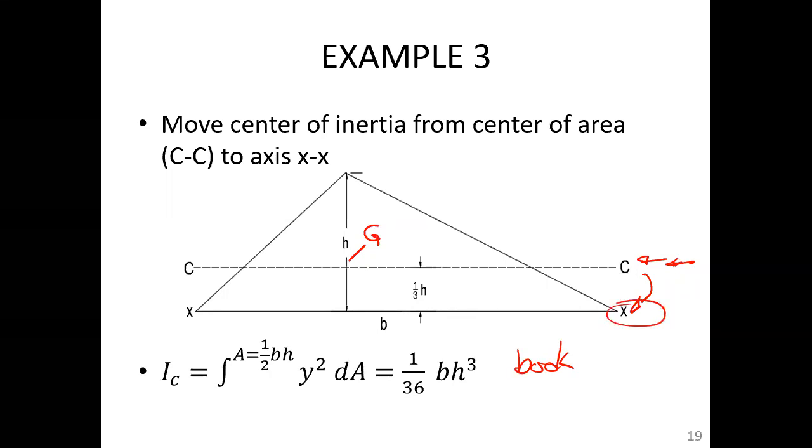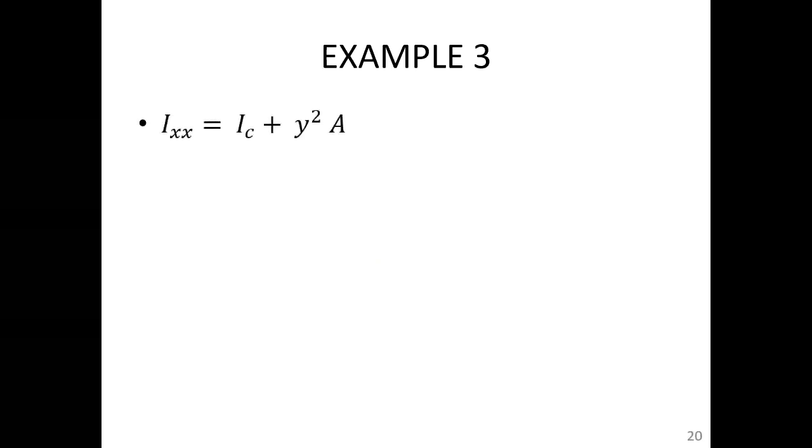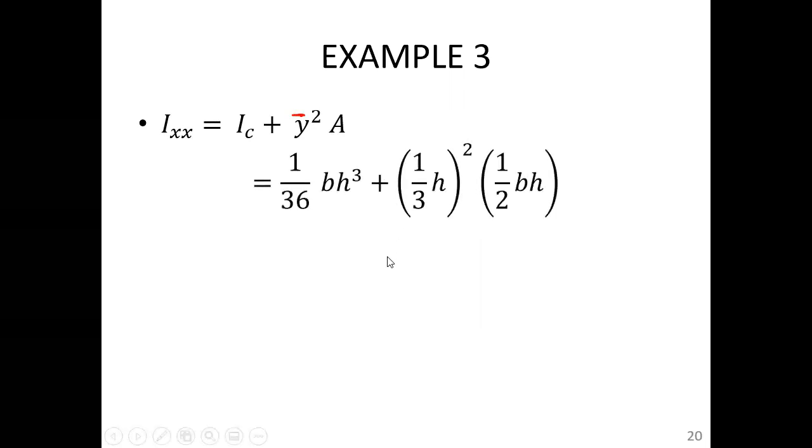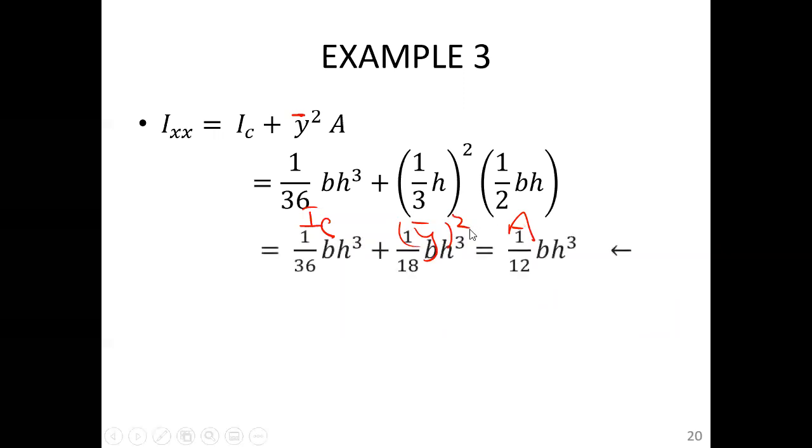And that's where we use the parallel axis theorem. So we have the moment of inertia about the centroid. That's the 1/36 bh cubed. And what we need to do is add y bar squared A to that to get the moment of inertia about the bottom of the triangle. So again, this is I_C, 1/36 bh cubed, and this is y bar squared, and this is the area. And when you multiply those out, you get 1/36 bh cubed plus 1/18 bh cubed, which is 1/12 bh cubed.